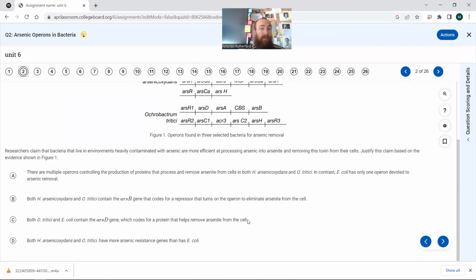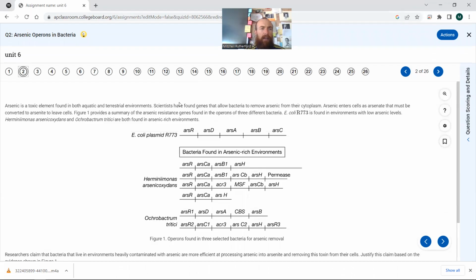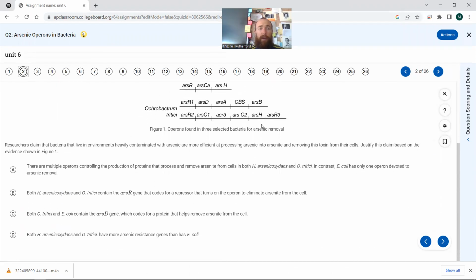Well, they both have RSD, so they're trying to get you there, but does it say anything about removing toxin from the cell into arsenite and removing toxin from the cell? The problem with C is that we don't know if that's what RSD does. Nothing up here says anything about RSD, so that would just be speculation. C is just not the best answer.